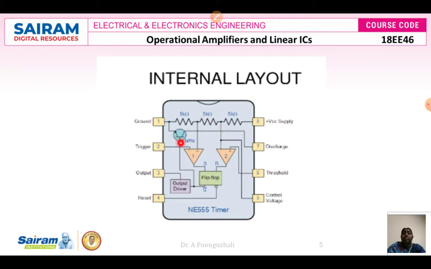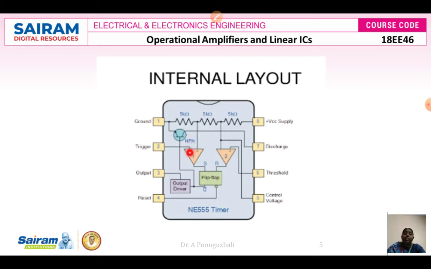So here this is your NPN transistor, which is nothing but a discharge transistor, and these are your comparators. In your comparators you are going to have your threshold voltage here. To calculate the threshold voltage, we will see how we are going to calculate it. Here, to one non-inverting terminal of the comparators I am going to give the threshold voltage, and to the other non-inverting terminal the other threshold voltage will be given.